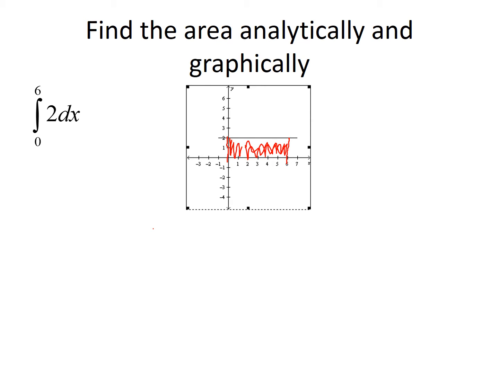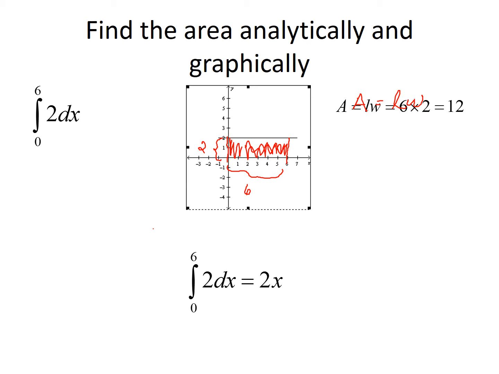Hopefully most of you can tell me that the area under the curve, for a rectangle, is length times width. And we can see that the height of this rectangle is 2, and the width of this rectangle is 6. So the area for this rectangle is 6 times 2, which is 12.